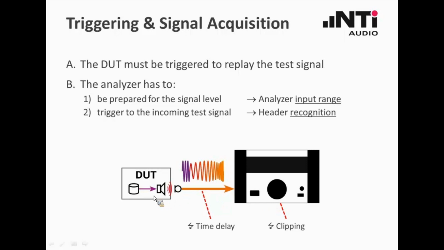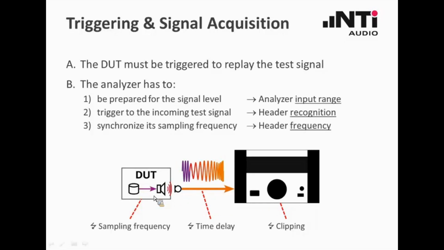And the third important aspect to consider is the synchronization of the analyzer with the sampling frequency. The reason here is that the sampling frequency of the device under test could be different from the one that the analyzer is using. And this difference could cause frequency shifts or other effects that will falsify the measurement results. And for that reason, it is important that the analyzer synchronizes to this sampling frequency, and we do that via the header. The header has a frequency information included that can be used by the analyzer to synchronize itself.